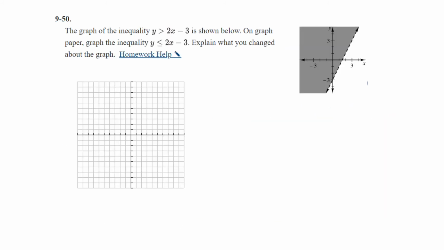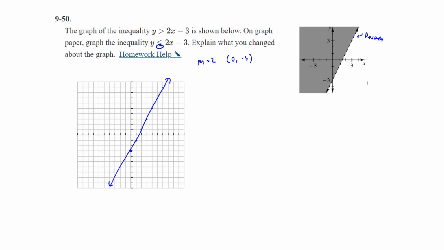Question 50. The graph of the inequality y is greater than 2x minus 3 is shown below, or in this case to the right. On the graph paper, graph the inequality y is less than or equal to 2x minus 3. Explain what you changed about your graph. So it's still the same boundary. 2x minus 3, we have a slope of 2 with a y-intercept of negative 3. So we'll go up 2 over 1. And that's the same thing that's happening here. Realize that their line right here is dashed or dotted, where this one, because it is equal to, is going to be a solid line as we draw it.